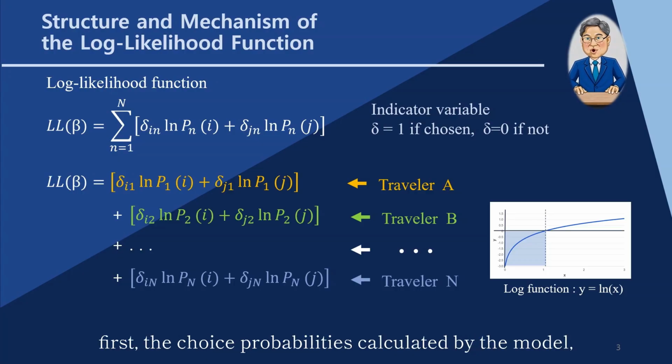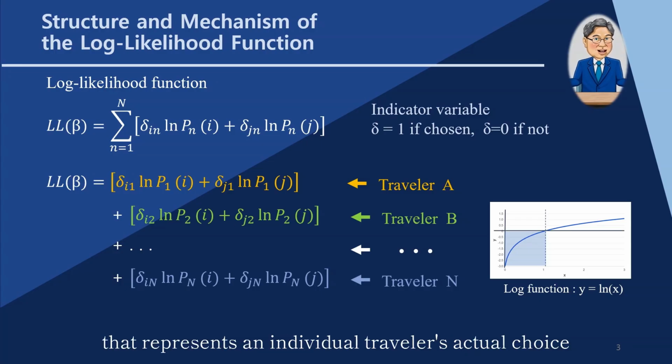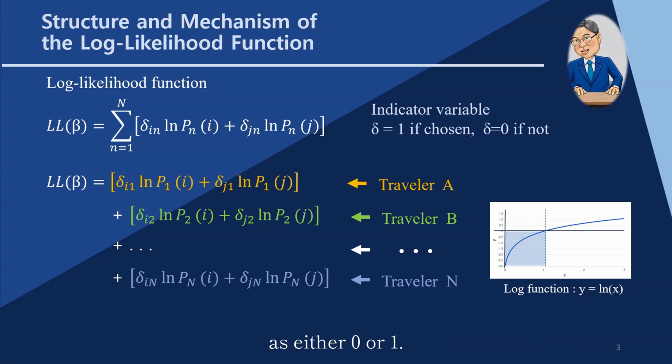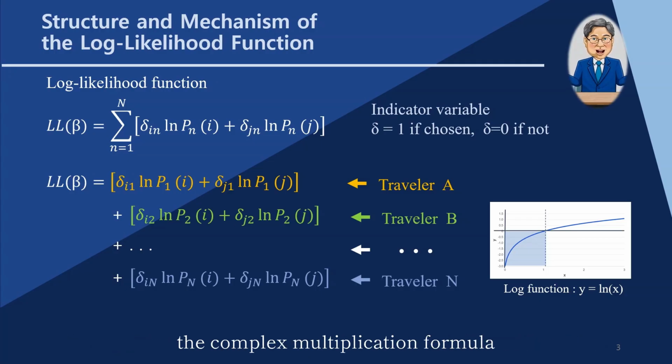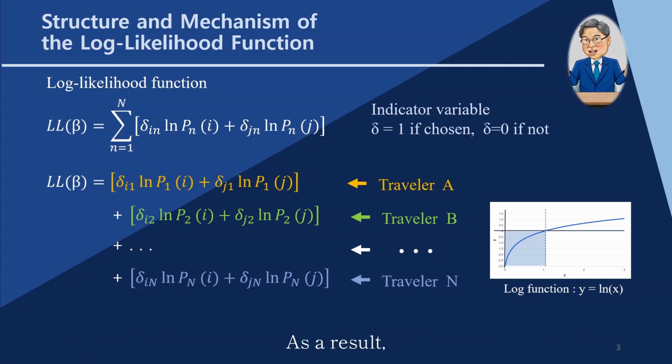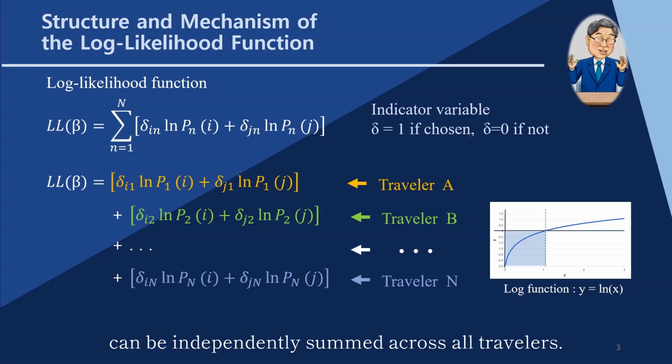First, the choice probabilities calculated by the model, and second, an indicator variable that represents an individual traveler's actual choice as either 0 or 1. By applying the natural logarithm to the likelihood function, the complex multiplication formula is transformed into an addition form. As a result, the log likelihood values of individual observations can be independently summed across all travelers.